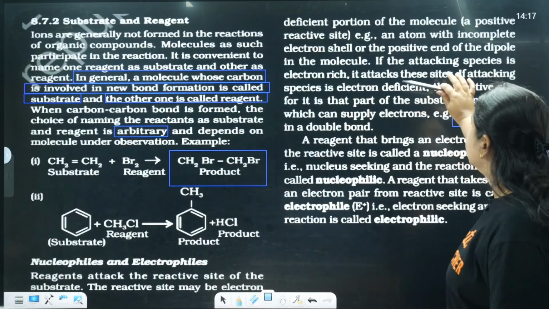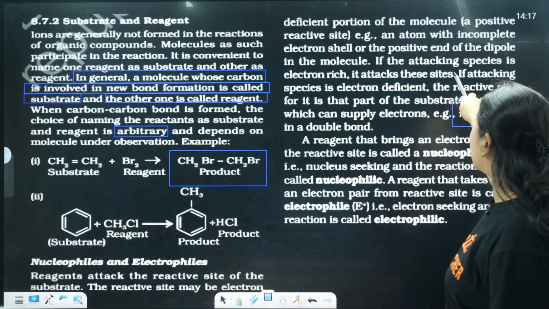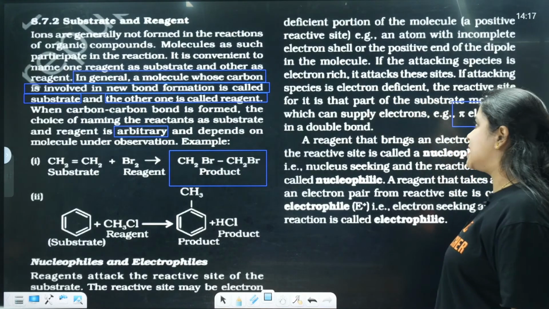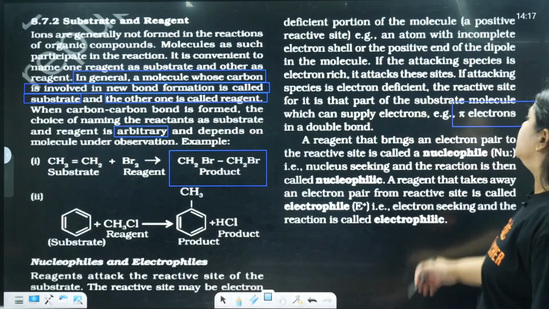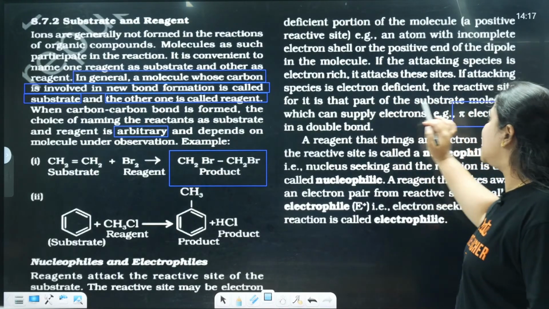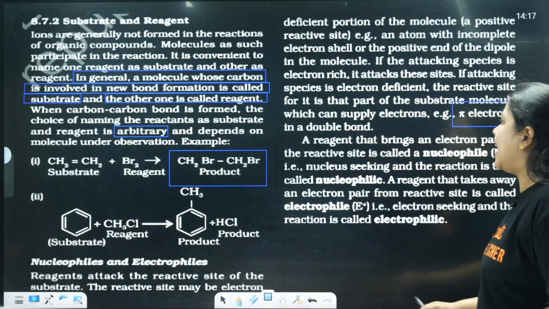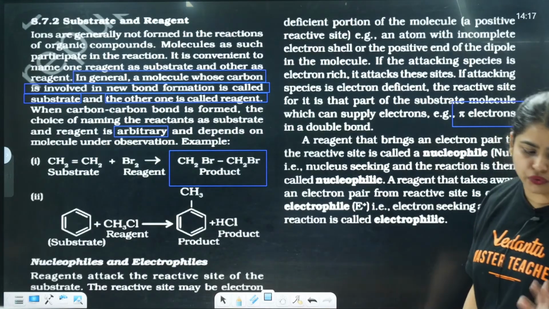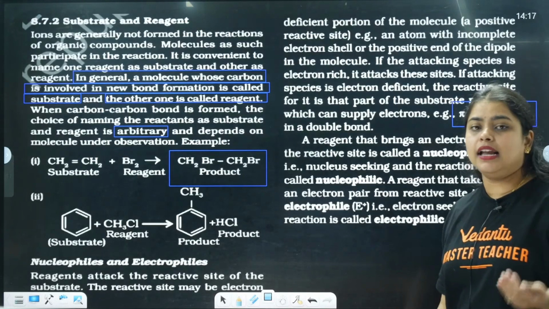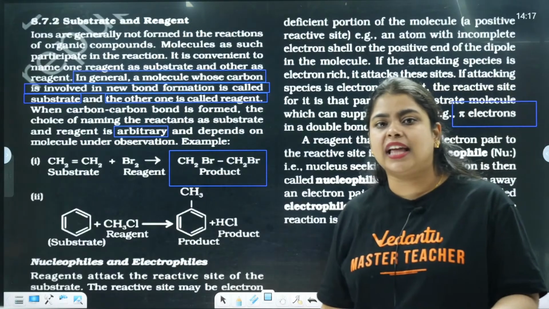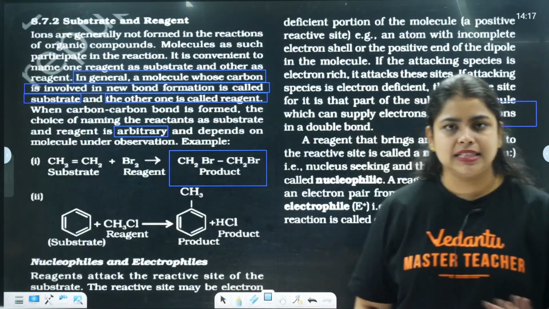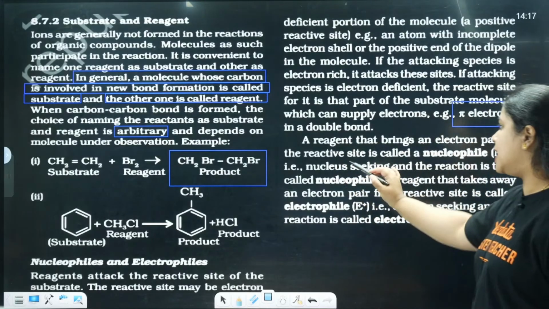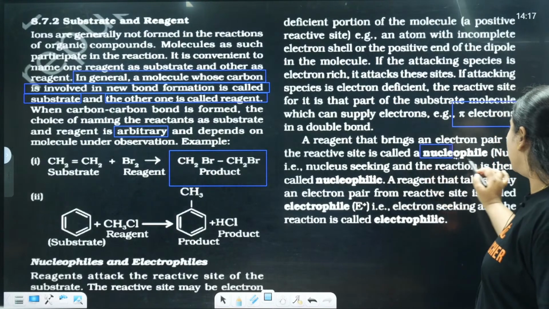Next, an example: an atom with an incomplete electron shell or a positive end of the dipole in the molecule. If the attacking species is electron rich, it attacks these sites. If the attacking species is electron deficient, then the reactive site for it, that part of the substrate molecule, can supply the electron. It can start supplying the electron slowly, because it is deficient and needs electrons, so the reagent gives to the substrate. Simple. Clear? Then a reagent that brings an electron pair to the reactive site is called a nucleophile.